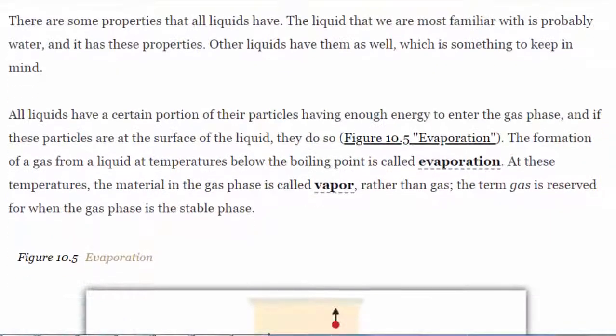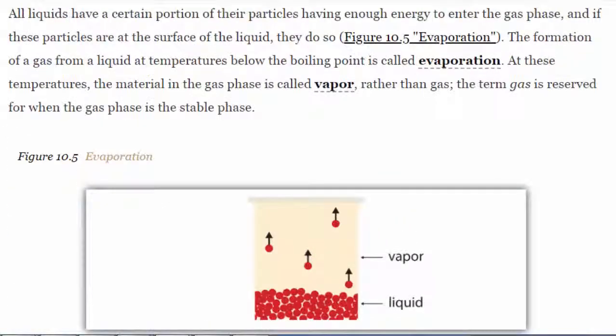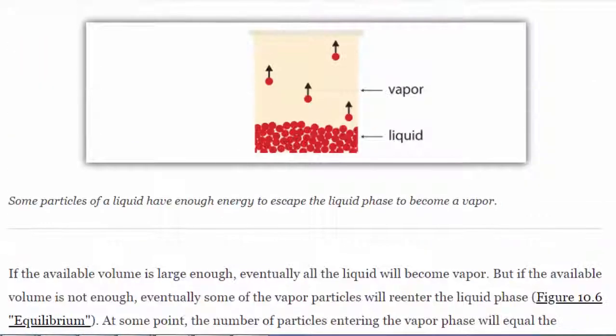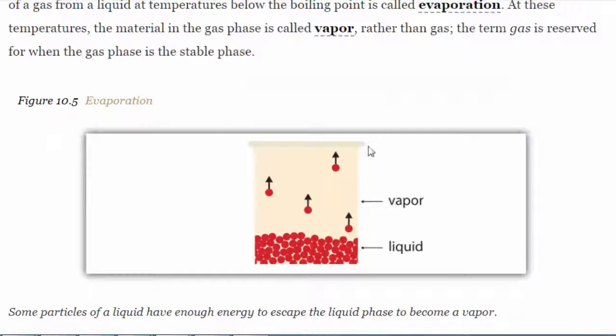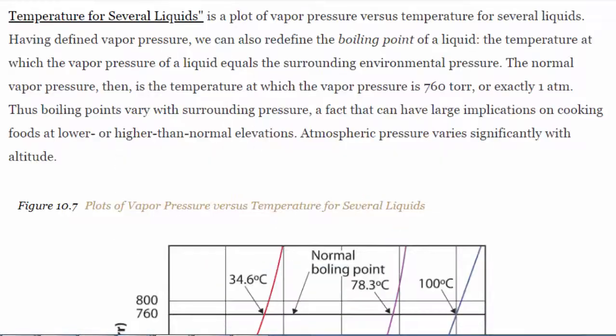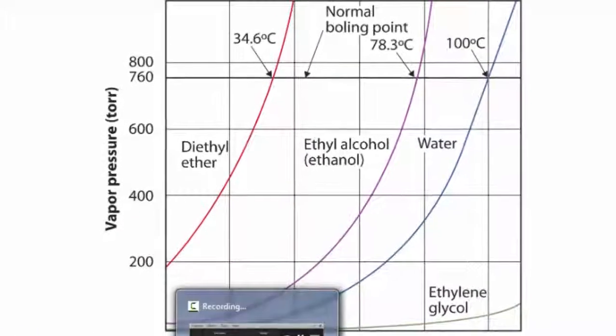So you need to know the difference between evaporation and boiling, and you need to know the meaning of equilibrium when it talks about measuring the vapor pressure at equilibrium. Equilibrium has to do with the rate at which the vapor is transforming to liquid being equal to the rate at which the liquid is transforming to vapor. You don't need to worry a lot about this graph. You just need to know that the higher the intermolecular forces, the lower the vapor pressure of liquids.